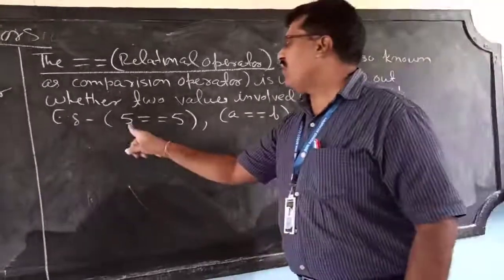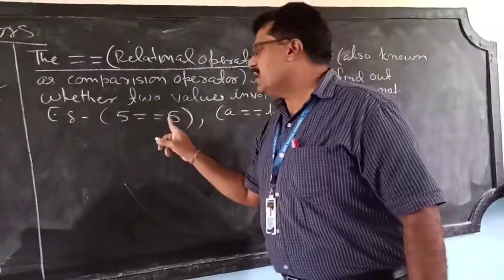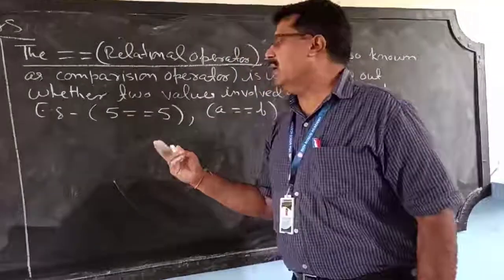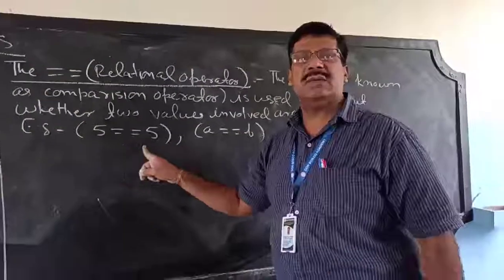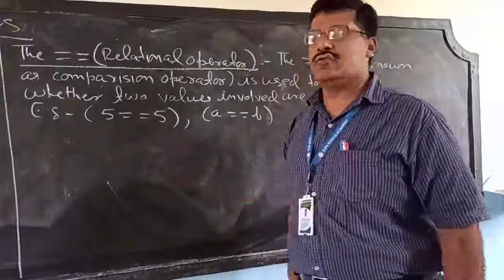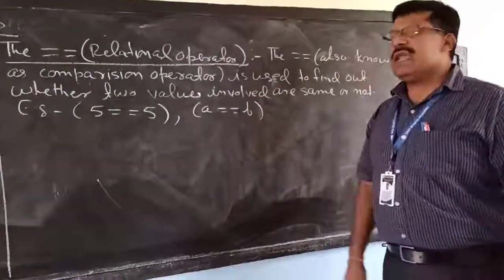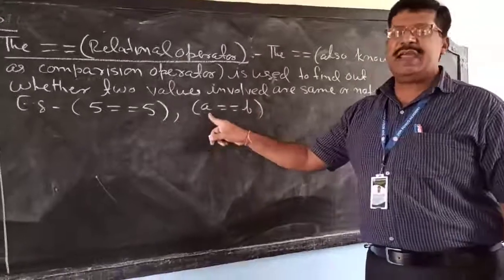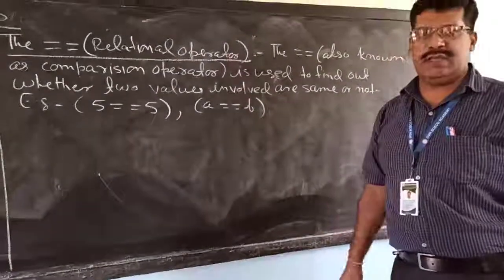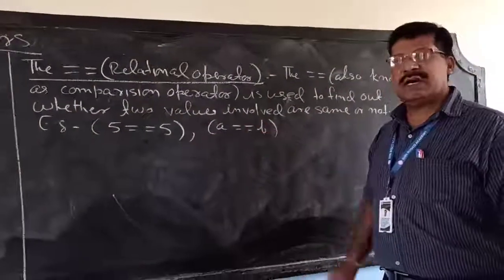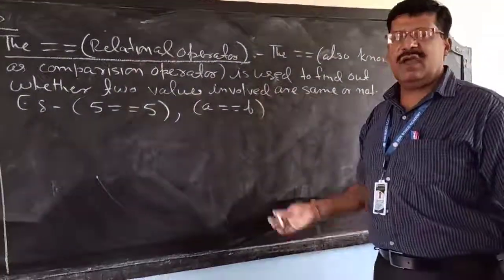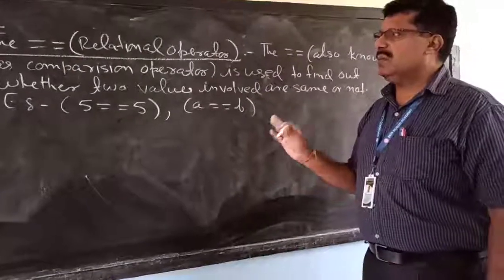For example, 5 equal to 5. You see, this 5 is not assigned to any variable, it is just compared to check whether both are equal or not. In this case, both are equal, so output will be true. Second one, a equal to b. The value of a is compared with the value of b. If both values are the same, output will come true, otherwise it will come false.